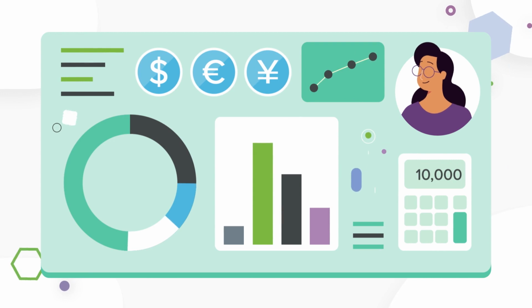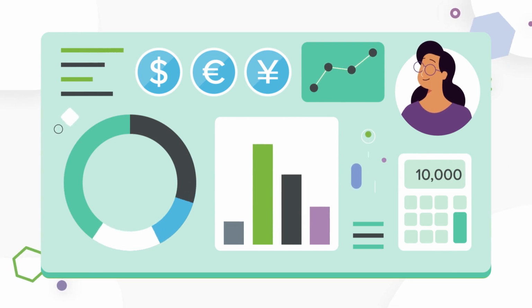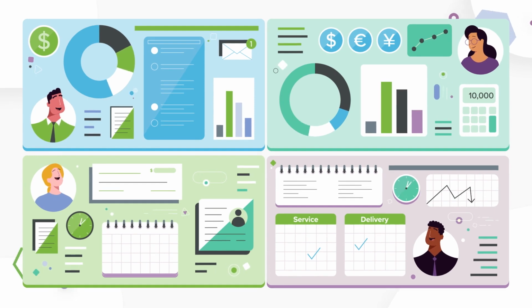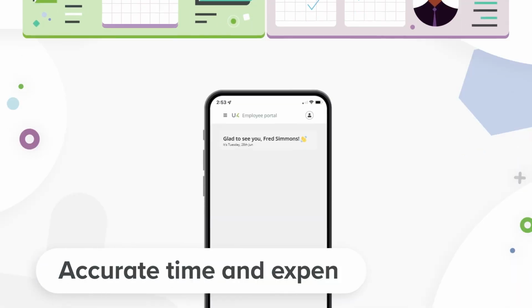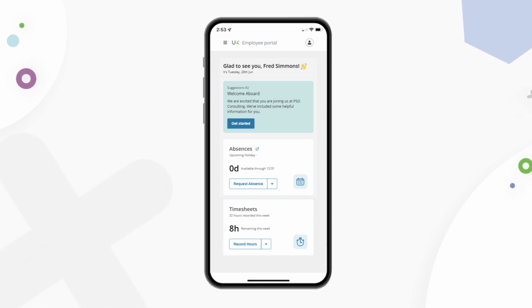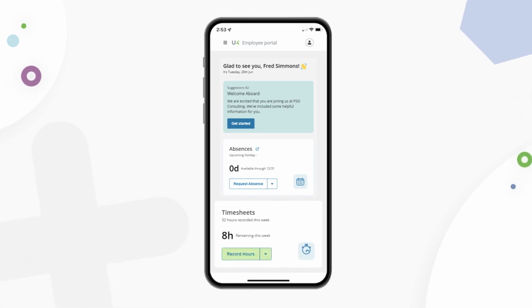Executing your projects and billing accurately is crucial for your success. Unit4 Solution Suite minimizes the admin burden so you can focus on running your business with precision. Accurate time and expense tracking are made easy with Unit4 Solutions. Employees can simply record their timesheets on the go via mobile to free up time for more value-added tasks.